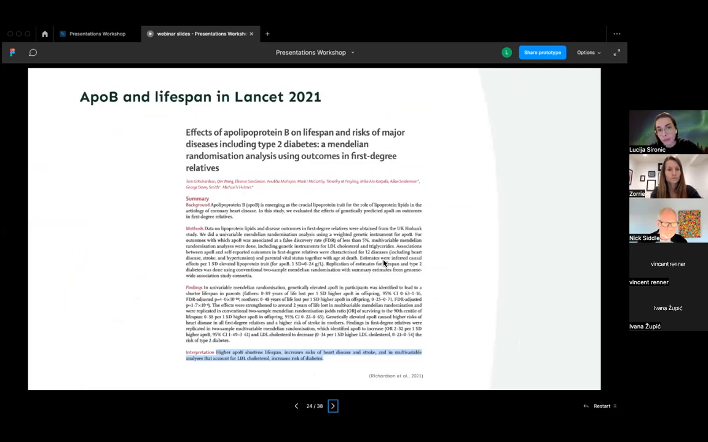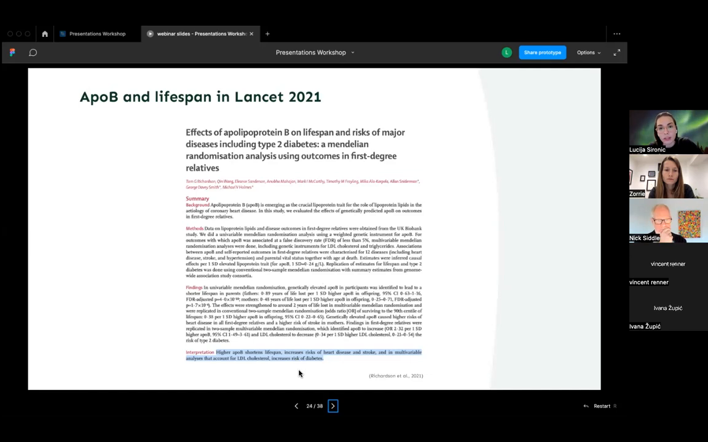Another final thing about apolipoprotein B. Because obviously GlycanAge is a measure of inflammation, and we also use it as a longevity test, I just put the screenshot of an article that was published in Lancet in 2021 that looked to try and see if there are any associations between apolipoprotein B levels and some common chronic illnesses.